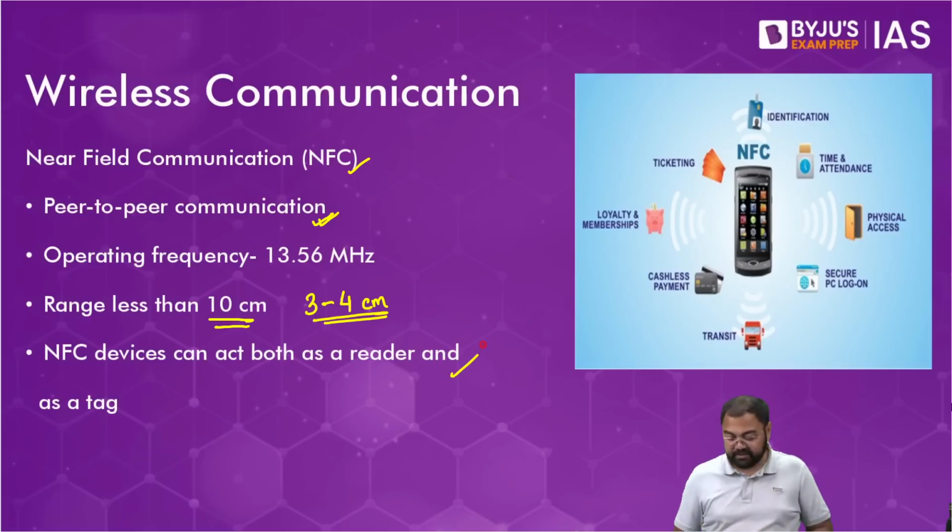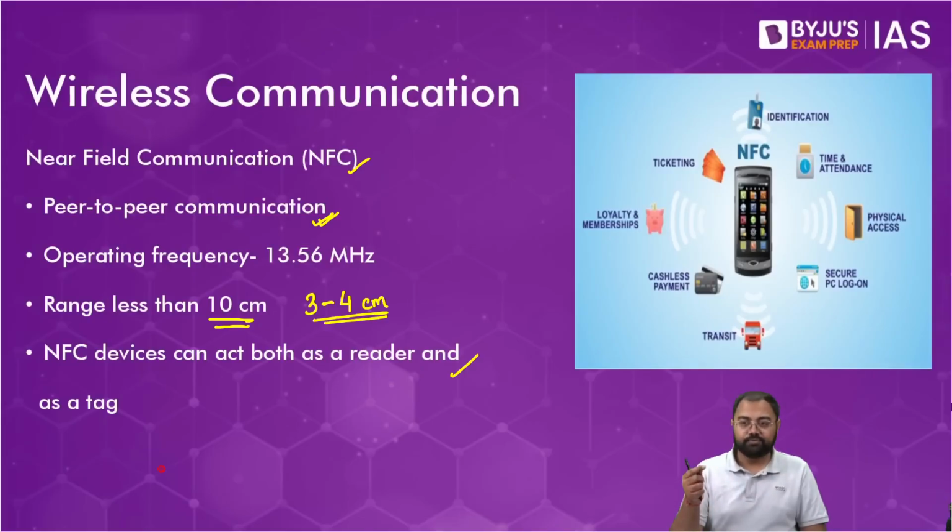The devices here can act as both reader and a tag. What does it mean? When it comes to near field communication, you'll see that your mobile phone devices might have NFC enabled. If you have two devices placed very close to one another, you can do data transfer between them. At the same time, a lot of payments can also be done with the help of NFC. For example, you might have seen that today there are debit and credit cards which are just tapped on the machine, and by tapping you can make the payment, right? So that basically is also NFC.